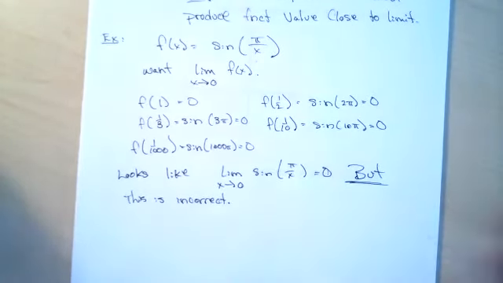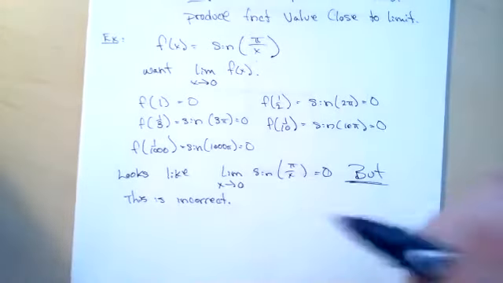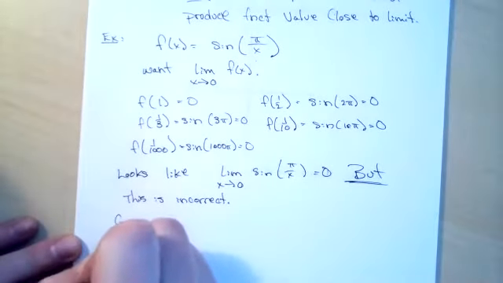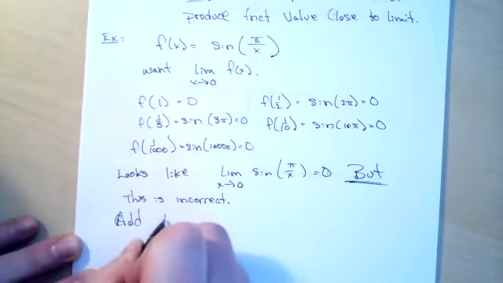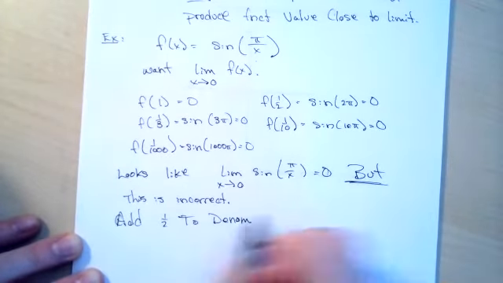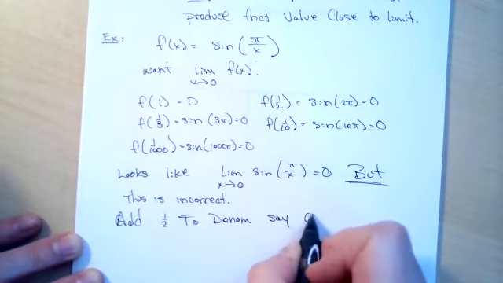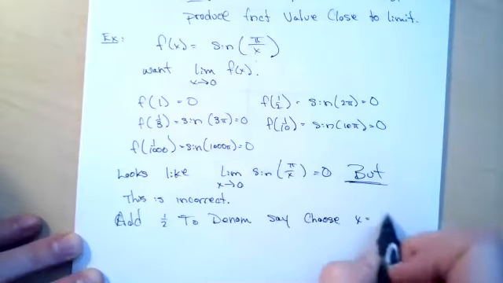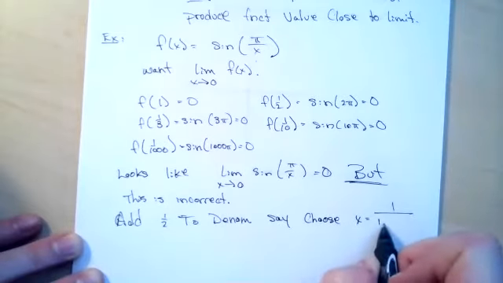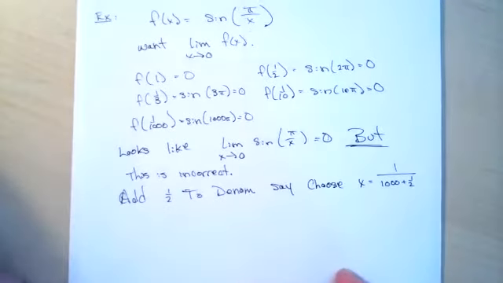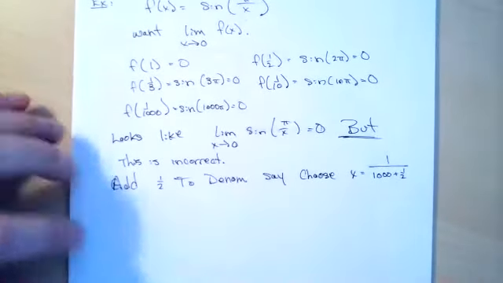Because there's values in between there. Even though we're choosing 1/1000th, 1/1,000,000th, there's always going to be values in between these integer multiples. So for example, we could check, let's just say add 1/2 to the denominator. So say if we choose x is equal to 1/1000 plus 1/2. So 1000.5. What's going to happen in this case?